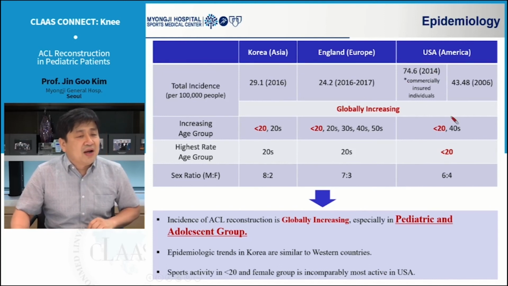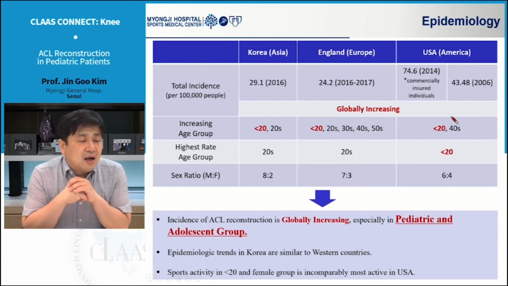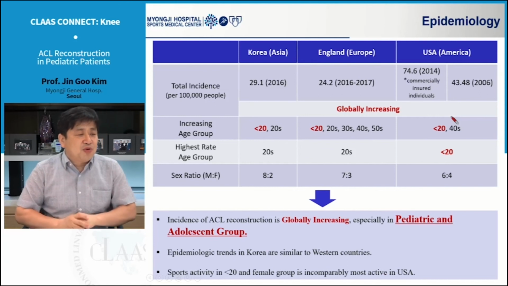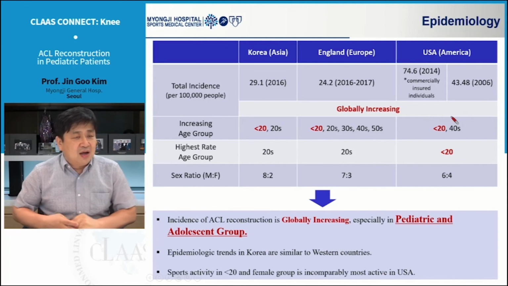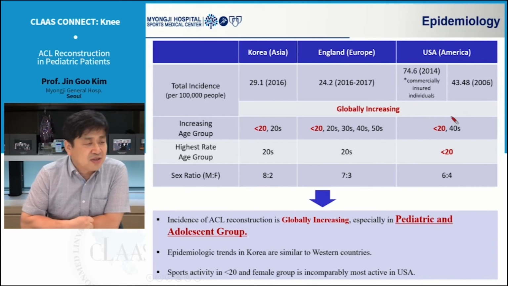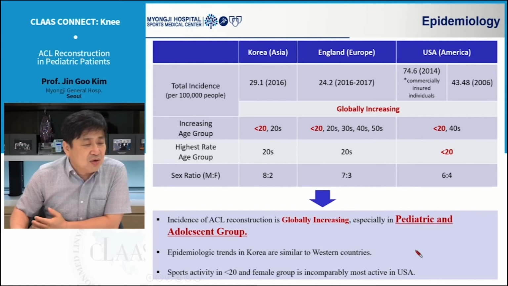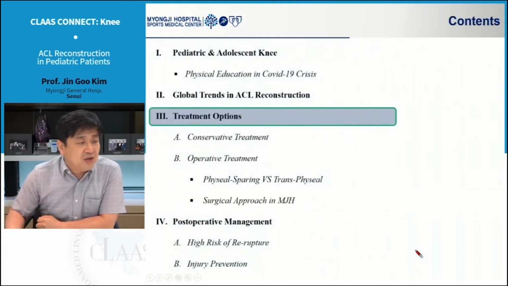So America has more injury, because they participate in higher grade sports activities in the adolescent ages. The increasing age group is 20 and under 20s. So maybe we need to prepare for the future treatment for the pediatric ages.